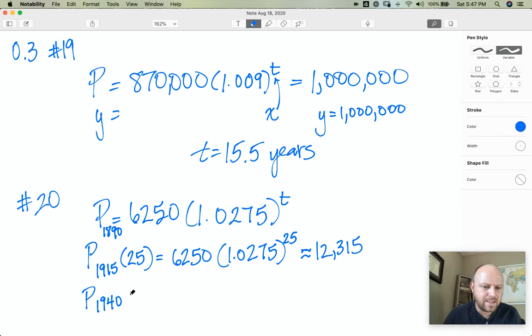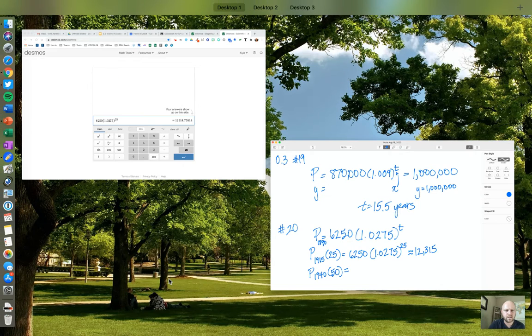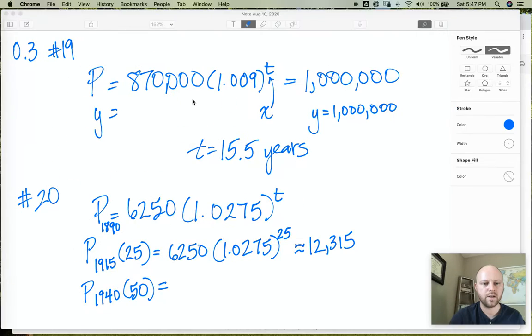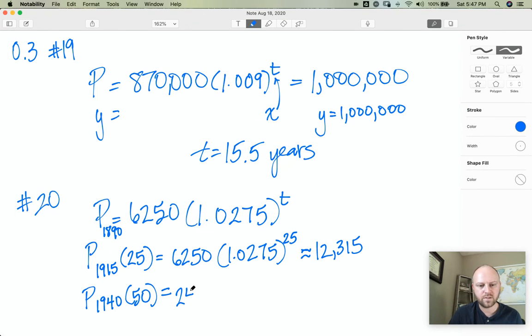And what about in 1940? So from 1890 to 1940, that's going to be about 50 years. So back to the calculator. Let's change this 25 to 50. And that's going to give us about 24,265 people. 24,265. And that was part A.